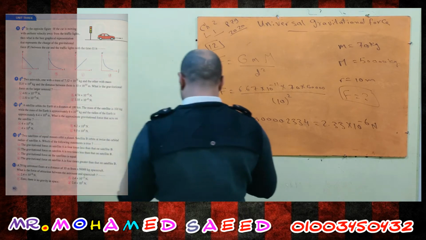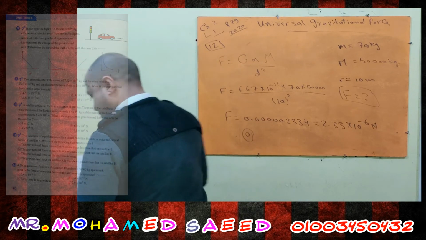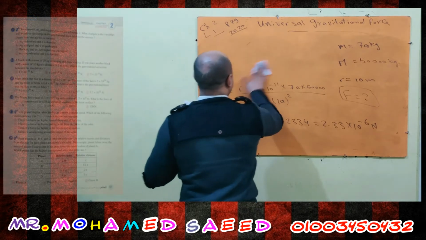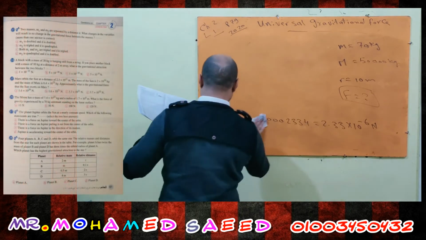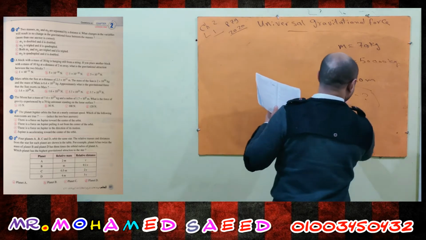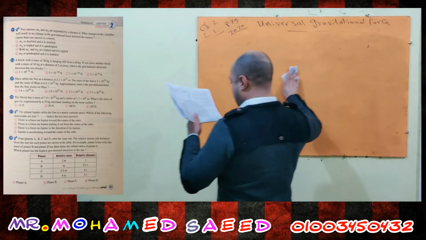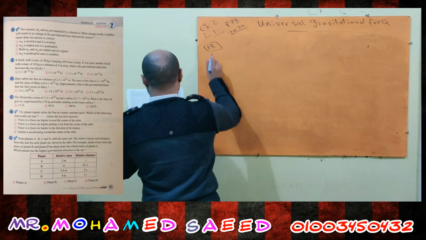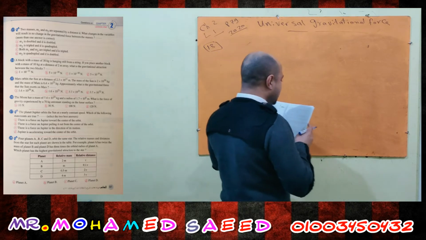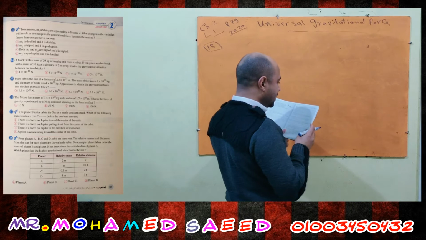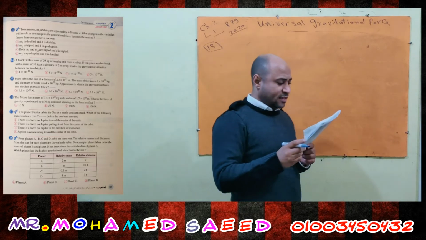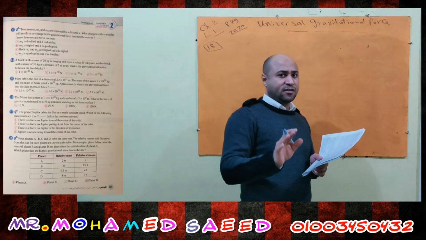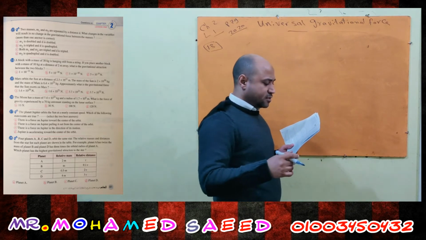Okay. Question 13. Two masses M1 and M2 are separated by distance d. What changes in the variables will result in no change in the gravitational force between the masses? Meaning the changes that happen, the force stays as it is. More than one answer is correct.